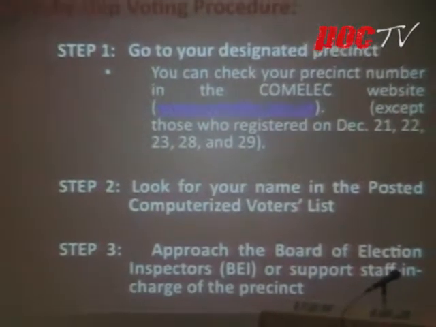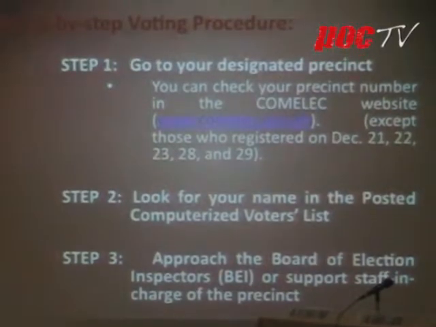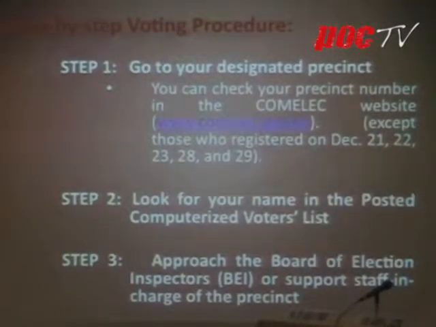And step 3, you should approach the Board of Election Inspectors, or BEI, or any of their support staff in charge of the precinct. This is what the normal BEI will look like. The picture shows the chairman and two members of the BEI. They're normally public school teachers who are assigned for the elections.